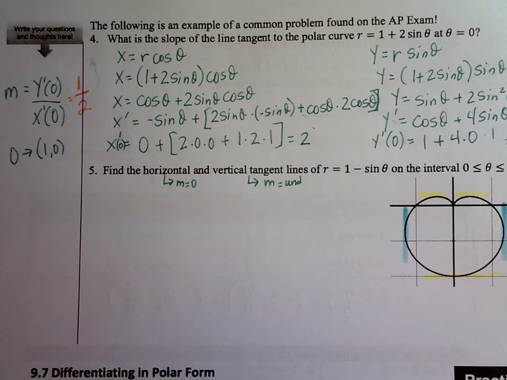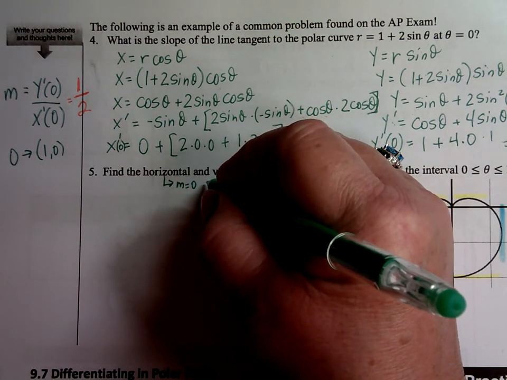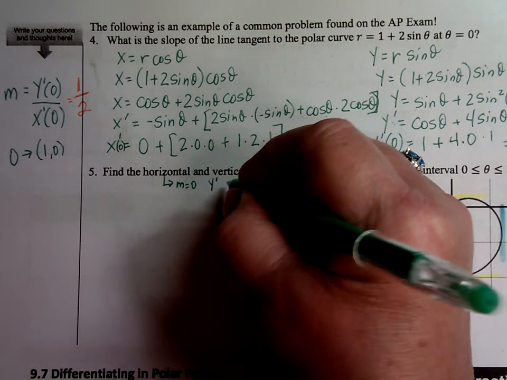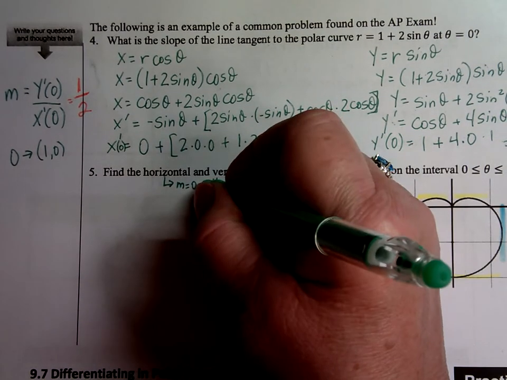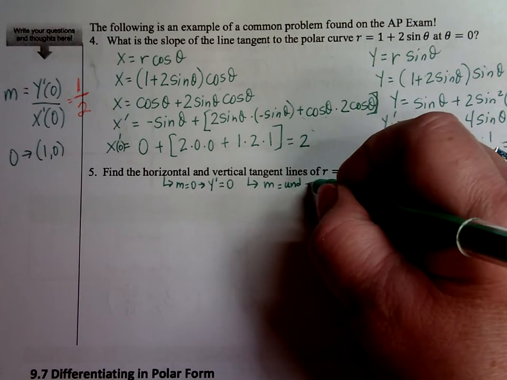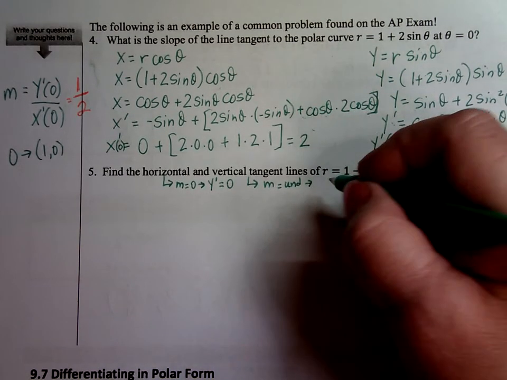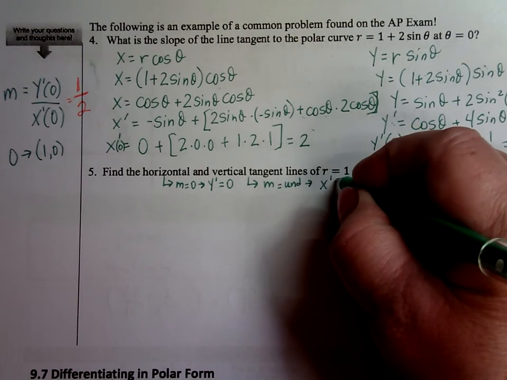And hopefully you're saying if it's going to equal 0, that it's the numerator. So I want to know when does y prime equal 0? That's when the slope is 0. The slope is undefined when the denominator is equal to 0. Well, our denominator is x prime. So I want to know when does x prime equal 0?